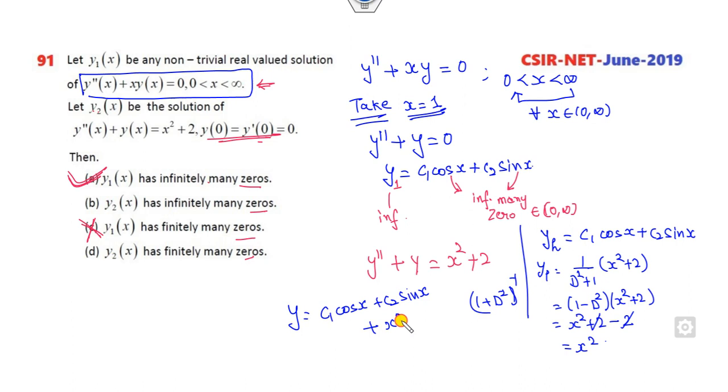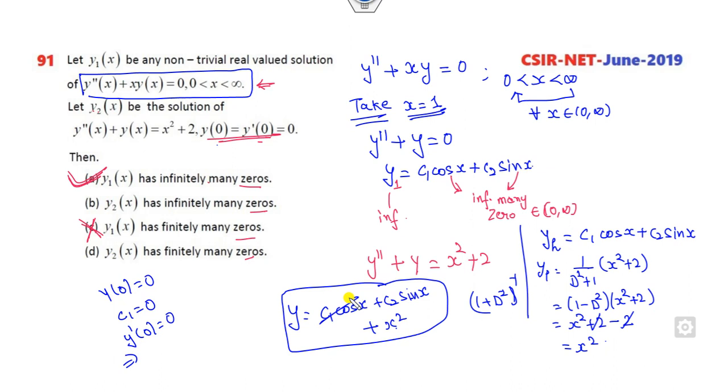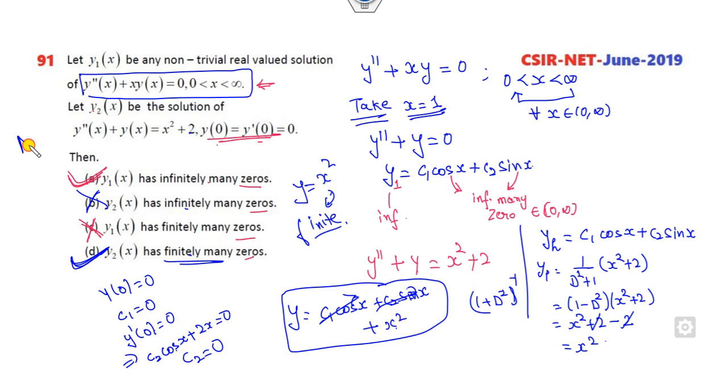Now apply the initial condition. y of 0 is 0. So c1 is 0. y dash 0 is 0. So it is minus c1 sin x plus c2 cos x plus 2x, which is 0. Cos 0 is 1, so c2 is 0. So what is the solution? x square. How many zeros are there? Finite. So y2 has finitely many zeros, but infinitely many zeros can never be there. A and D are my correct answers.